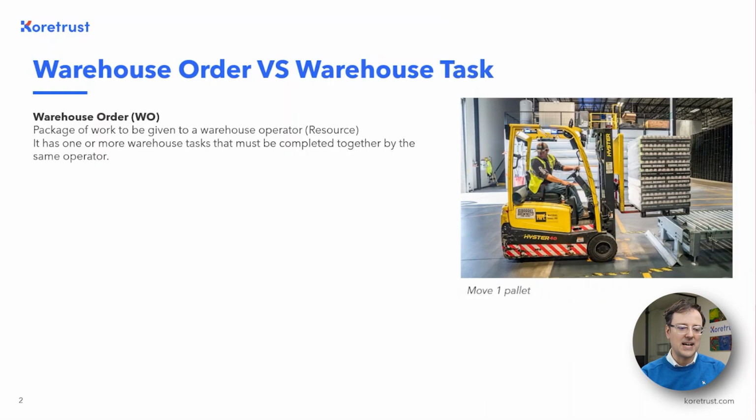The warehouse order has one or more warehouse tasks that must be completed together by the same operator. So the key concept here is that the warehouse order is really a package of work to be given to a warehouse operator to complete together. So it's not a single activity. A warehouse order is a group of activities, a group of warehouse tasks that must be completed together.